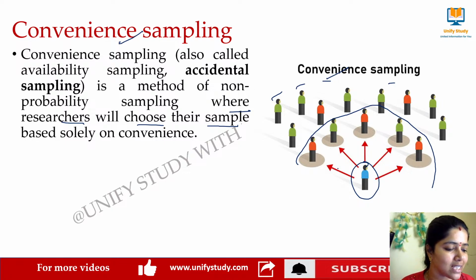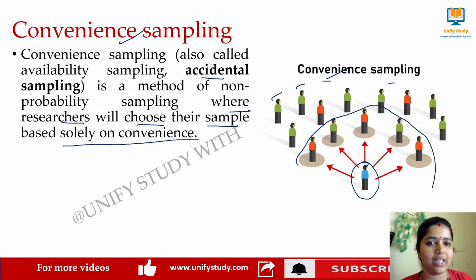Yes, convenience sampling. Very good Divya, very good Anand. We can also say accidental sampling is the alias name, where the researcher chooses the sample solely on his own convenience.